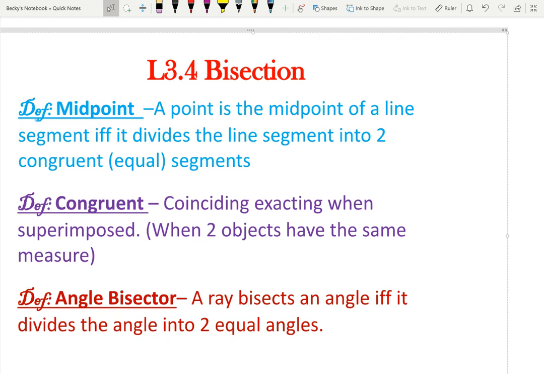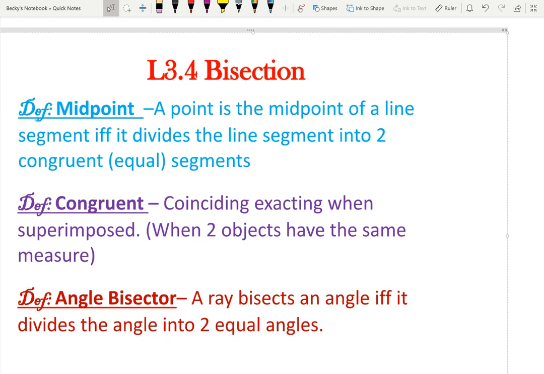First one, midpoint. Again, the word tells you what it is. It's the point in the middle. A point is the midpoint of a line segment if and only if it divides a line segment into two congruent, which means equal segments.